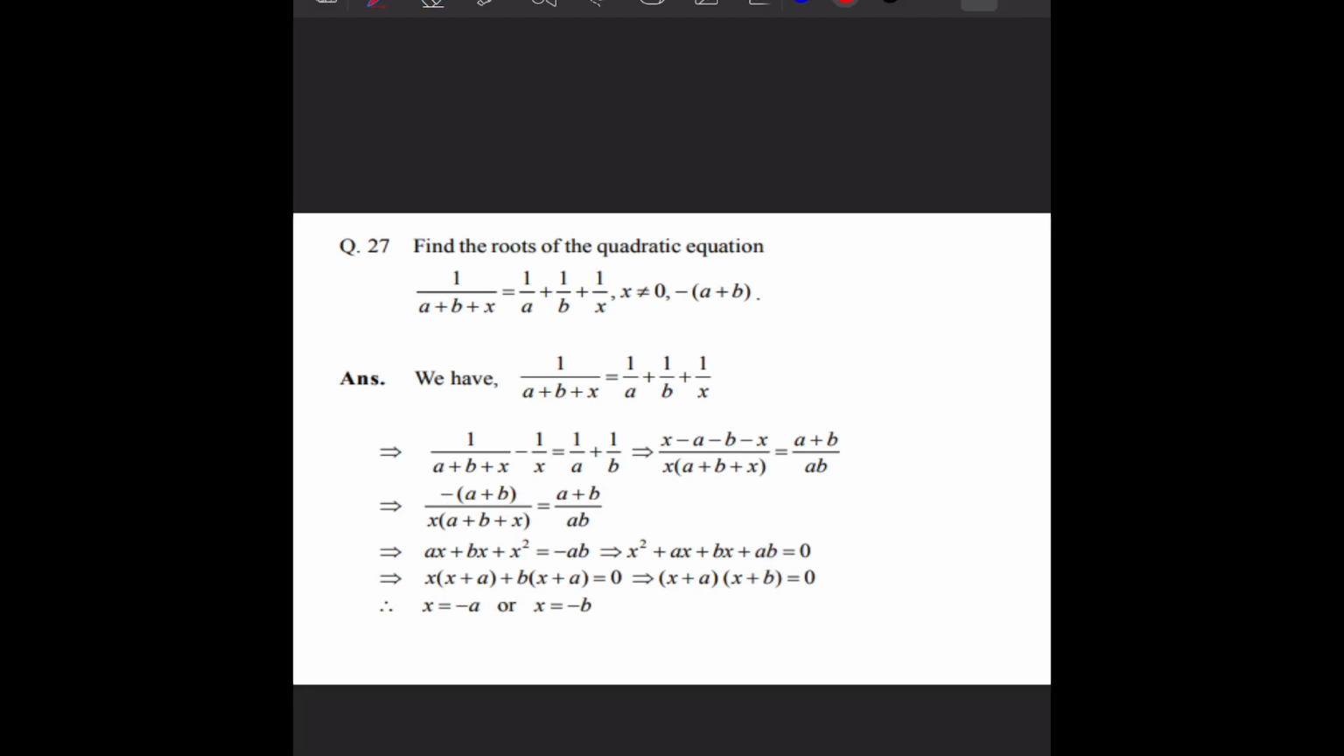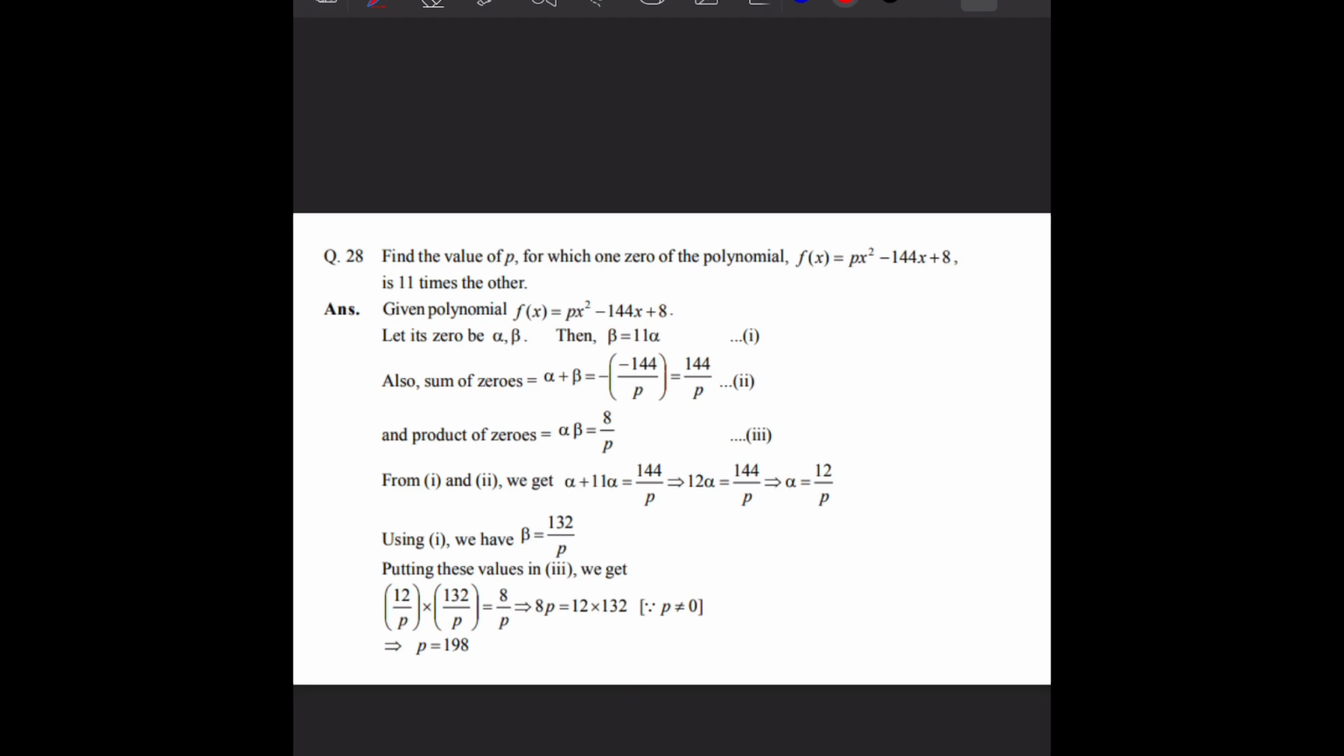Moving on to the next. Question number 28. Find the value of p for which one zero of the polynomial f(x), which is equals to px square minus 144x plus 8, is 11 times the other. You can calculate the zeros directly, or you can solve this by this method.